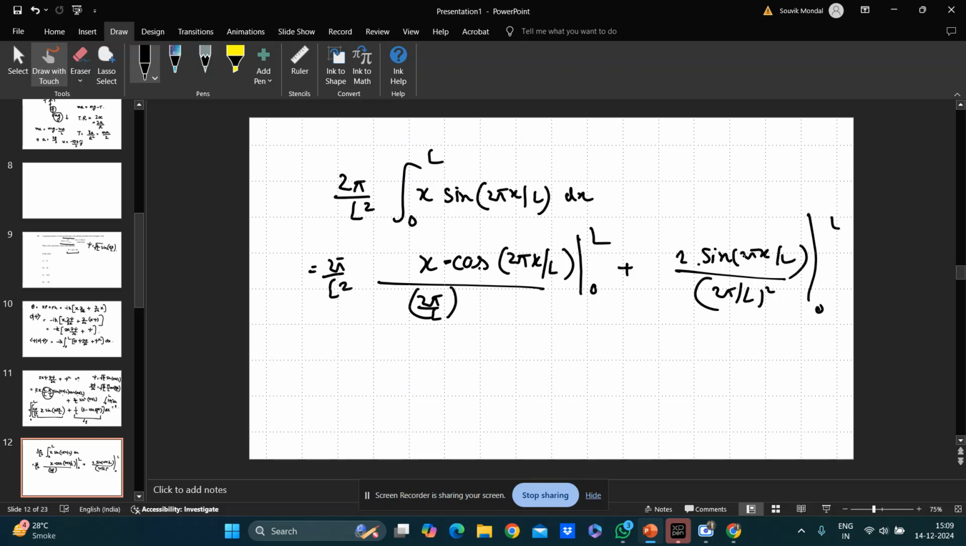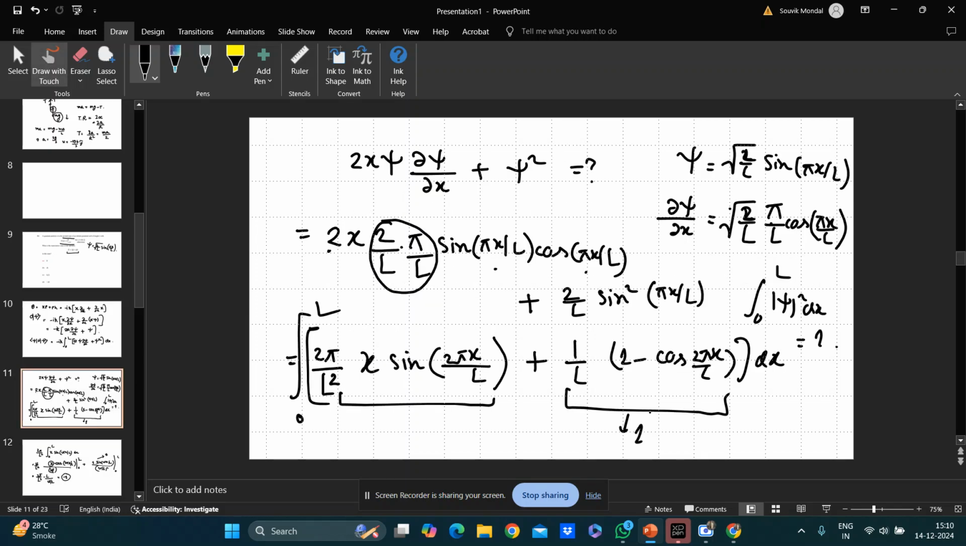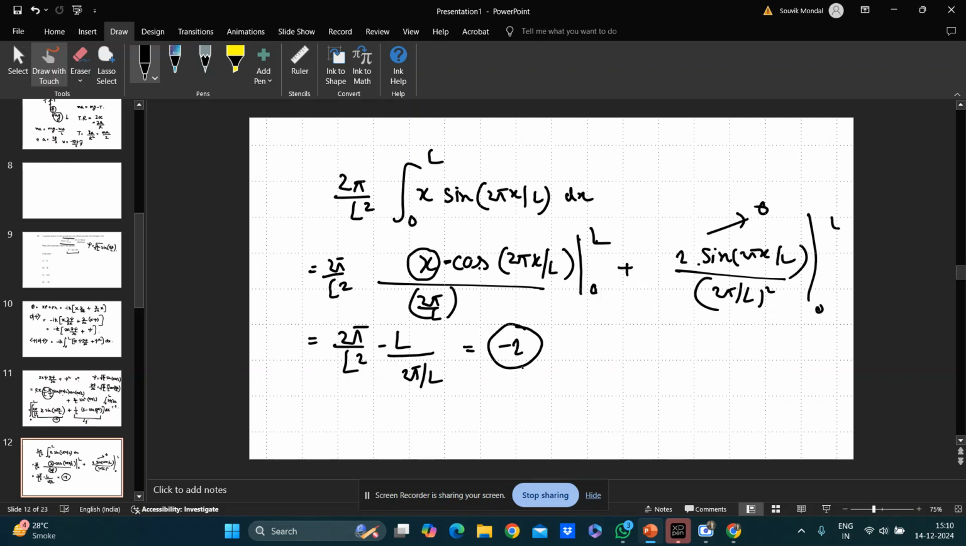Now what is this term? Sine 2 pi minus sine 0. It doesn't contribute, it will be 0. What will be this term? When you put the value L, it will take the value L. But when you put 0, then x will be 0 and the whole term will be 0. So only the upper term will contribute. So 2 pi by L square into minus L and cos 2 pi. What is cos 2 pi? Cos 2 pi is 1, divided by 2 pi by L, which is equal to simply minus 1. Now this term is 1, and this term is giving you minus 1. So overall 1 minus 1 is 0. So overall it is 0.